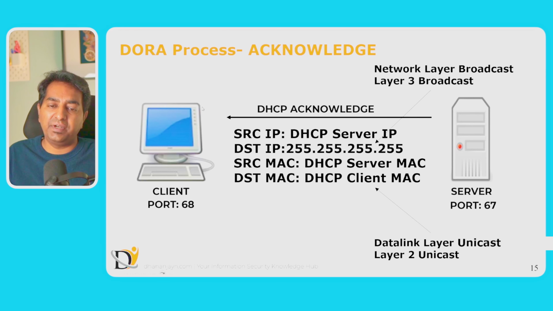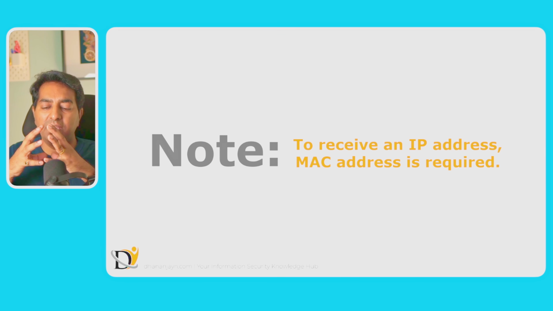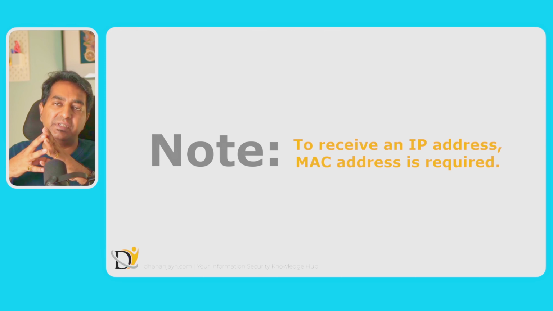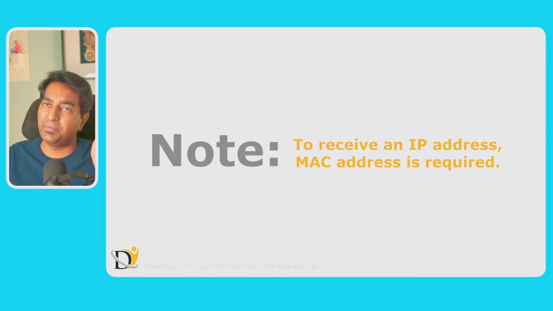Here the DHCP server replies back to the request with a network layer broadcast, and the source MAC and destination MAC are already known, so this is the layer 2 unicast. So this is how the process takes place. First, in the discover process, a broadcast happens. The DHCP server identifies that somebody is requesting and replies back to that computer in the offer phase. In the request phase, the client connects to the DHCP server, and finally the DHCP server assigns the IP address to the requester computer.